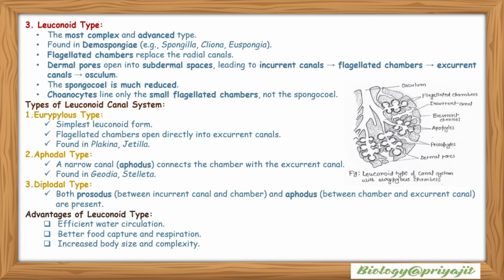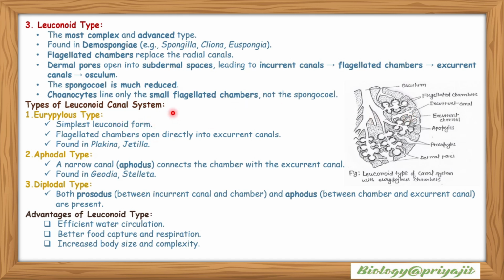Leuconoid type of canal system, the most complex and advanced type. It is found in demosponges such as Spongilla, Cliona and Euspongia. Flagellated chambers replace the radial canals. Dermal pores open into subdermal spaces leading to the incurrent canal. Then water moves into the flagellated chamber, then into the excurrent canal, and then moves out by means of the osculum. The spongocoel is much reduced. Choanocytes line only the flagellated chamber, not the spongocoel.